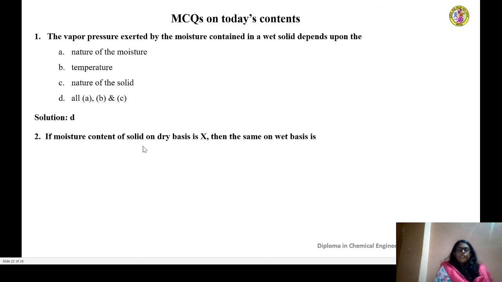If the moisture content of the solid on dry basis is X, then the same on wet basis is? We have seen in the definition that the moisture content on wet basis is X divided by 1 plus X. So option A is the right answer.